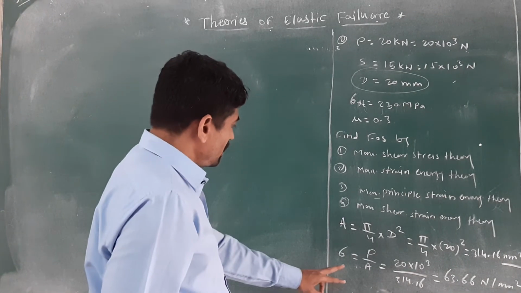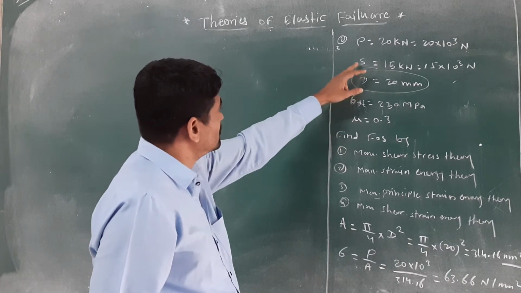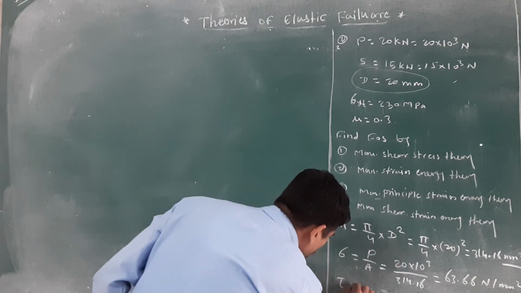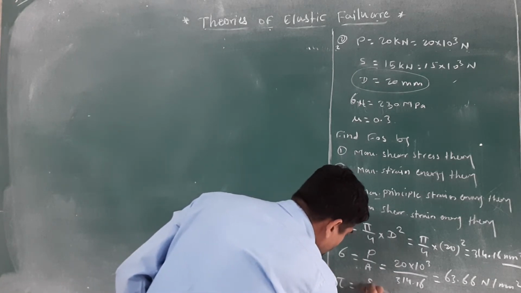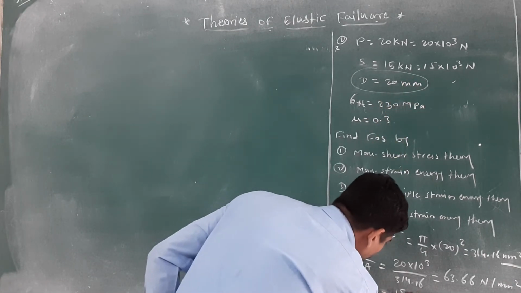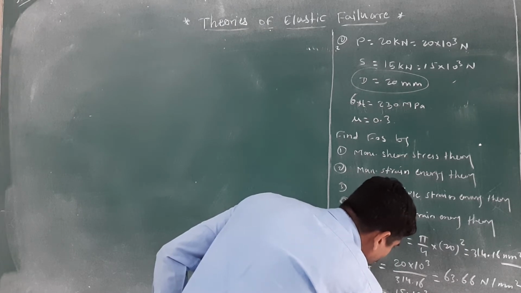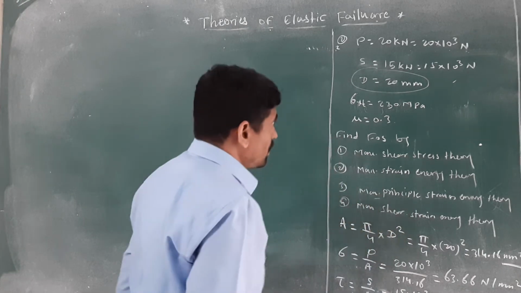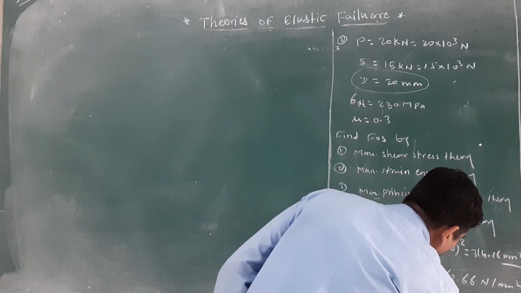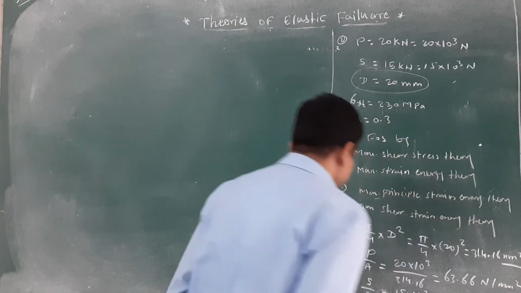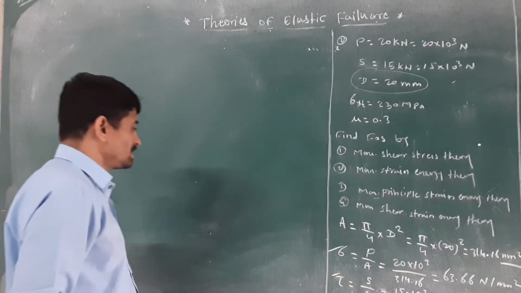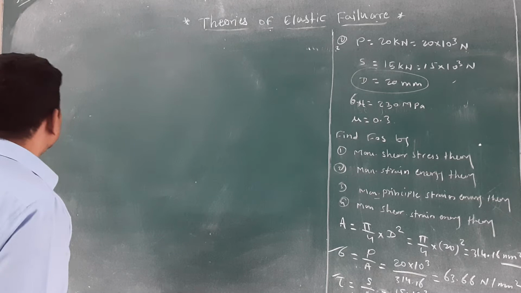Then again we require the tau, the shear stress. Shear force is given. With the help of that shear force, we can calculate the shear stress: S upon A, that is 15 into 10 raised to 3 divided by 314.16. If you do this calculation, you will get 47.75 Newton per mm square. Once you know the simple stress and shear stress, then you can easily calculate the normal stress.